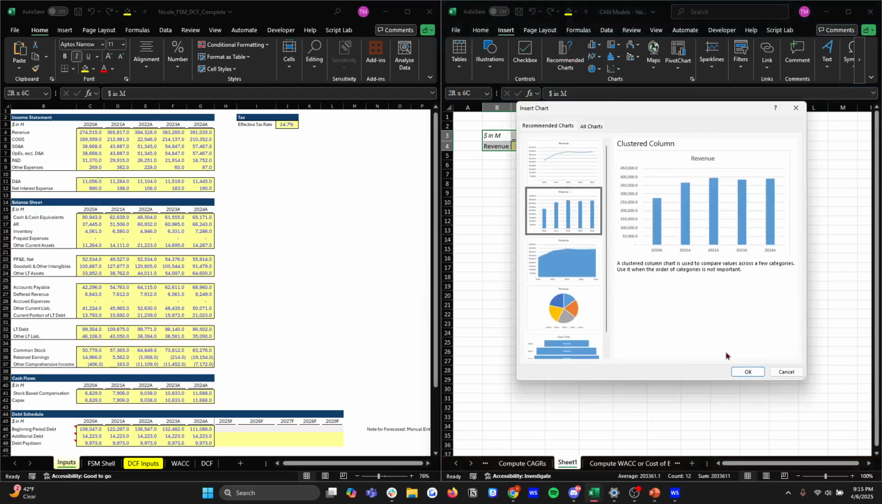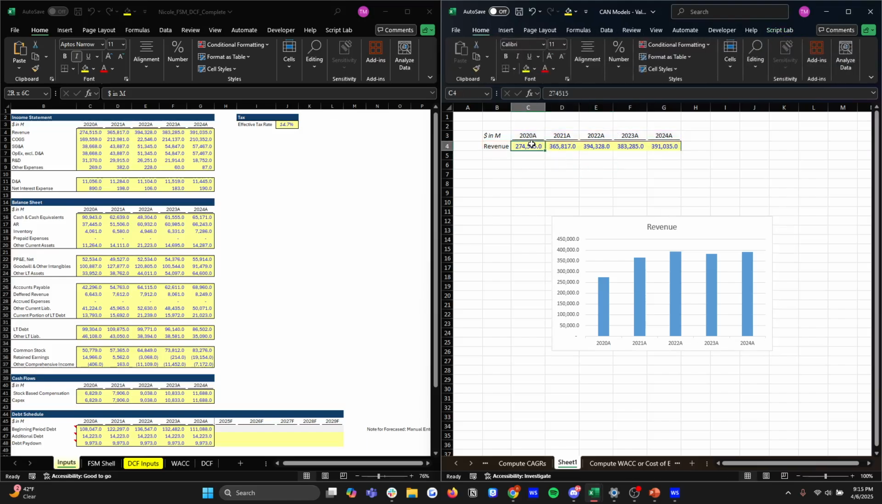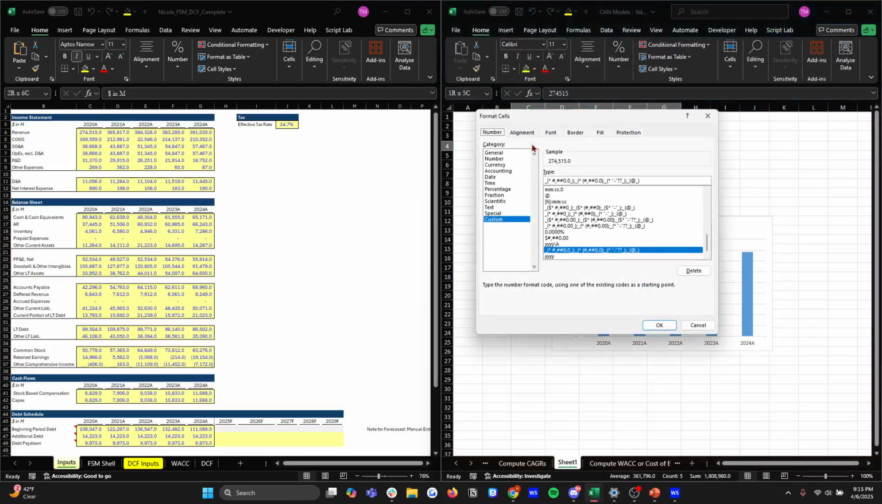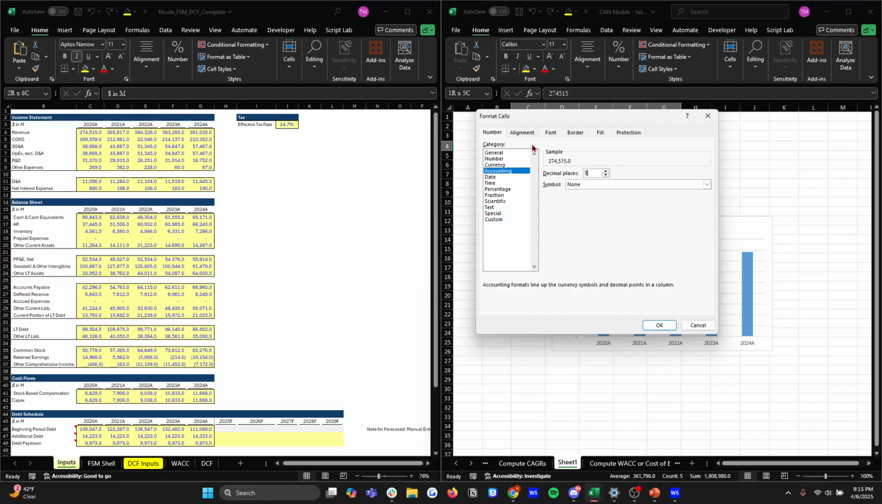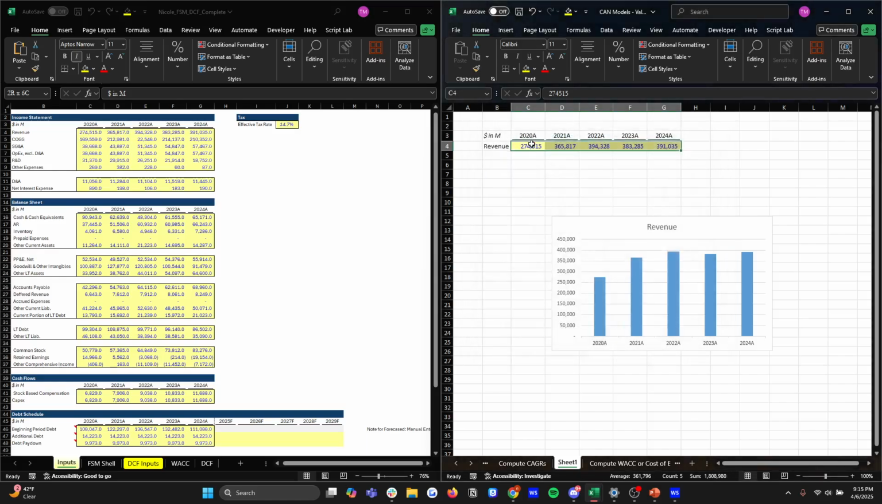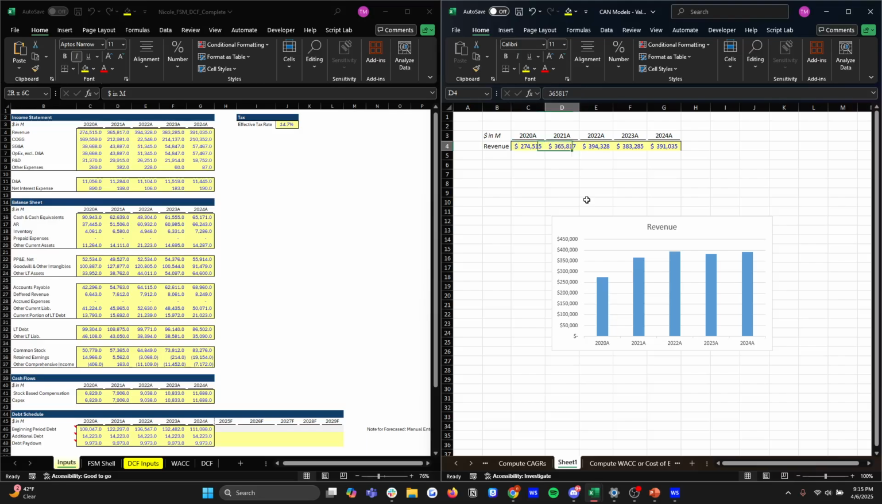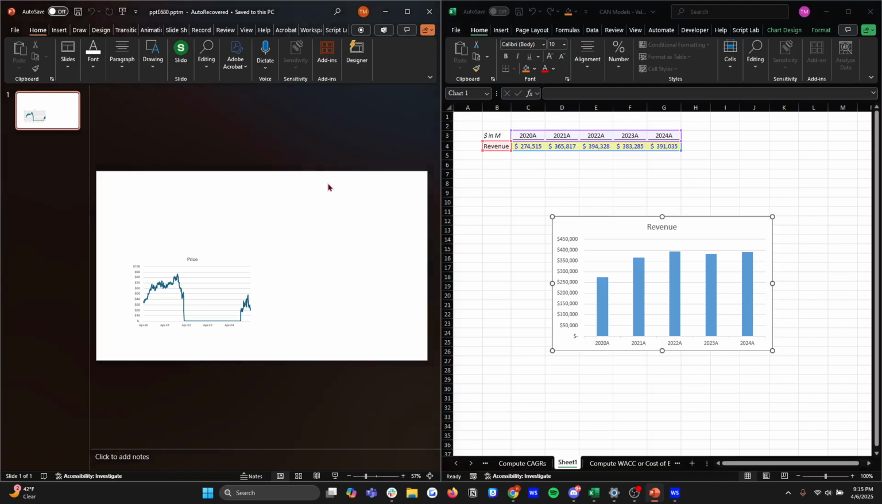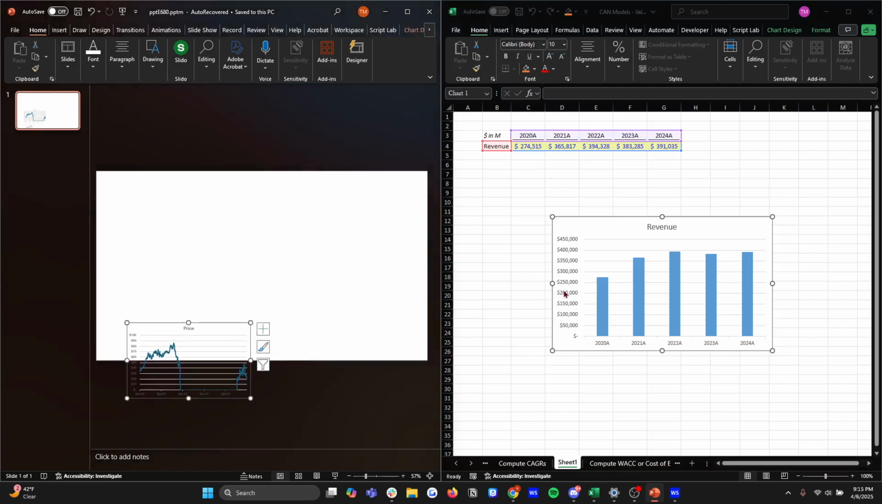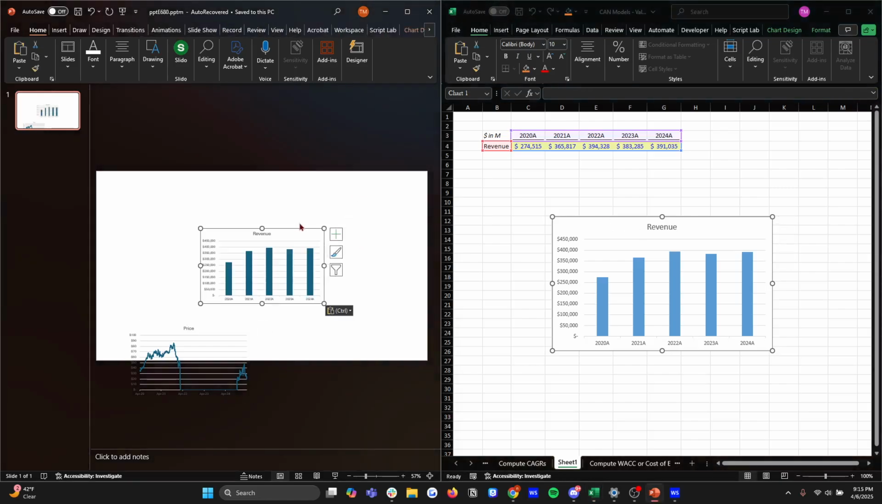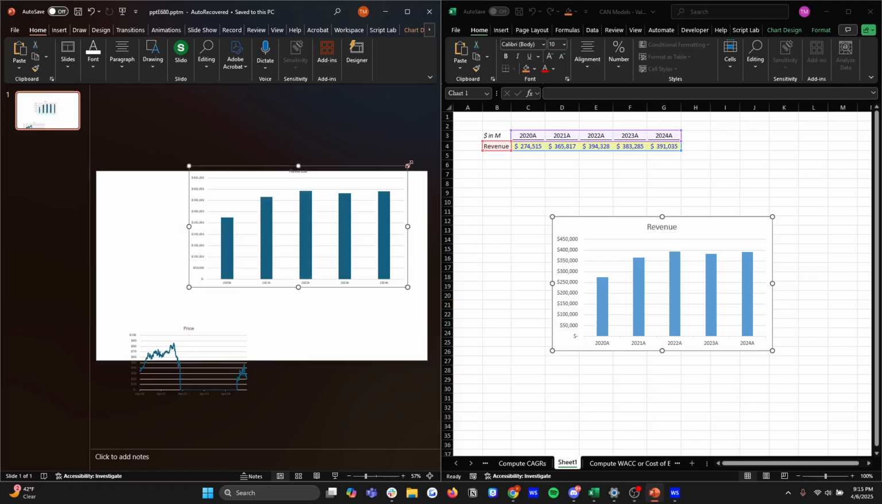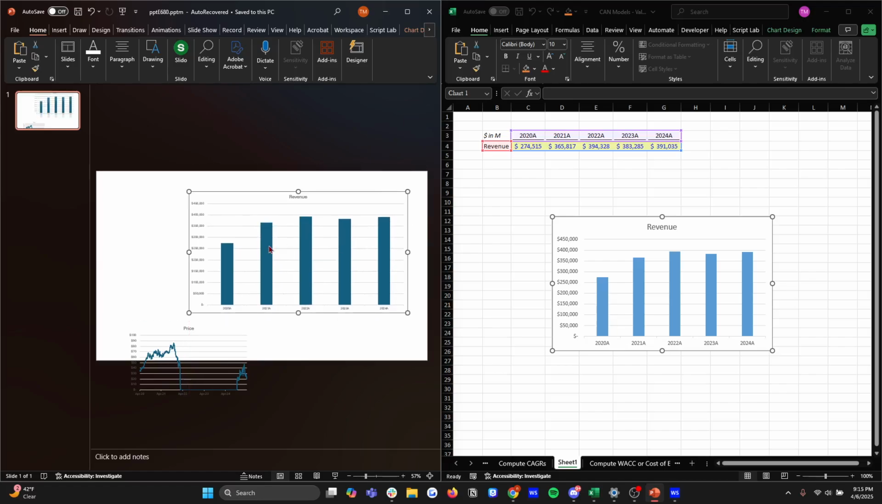So this is my revenue chart. I'd probably change this into accounting with 0 decimals. Oh, and then I also want the dollar sign. All right. So now I have a chart of my revenues that I can put into PowerPoint. So let's say I made this pretty. I obviously didn't, but let's just assume I did. All right. Now it's also linked. So that's really nice.